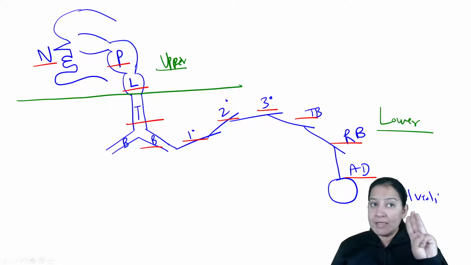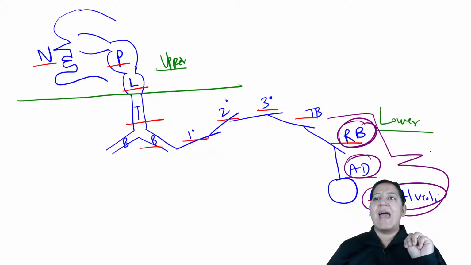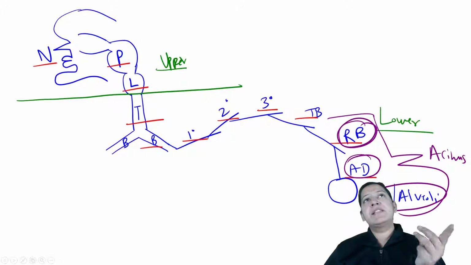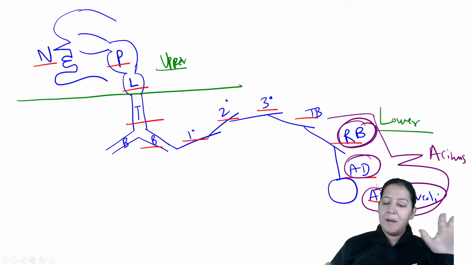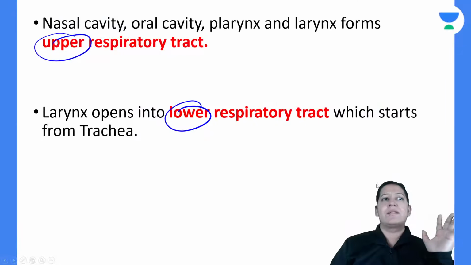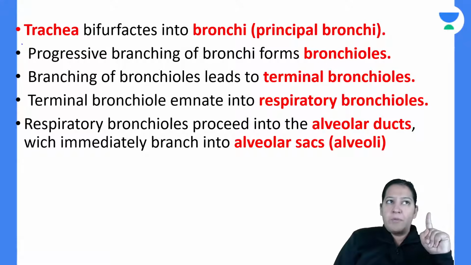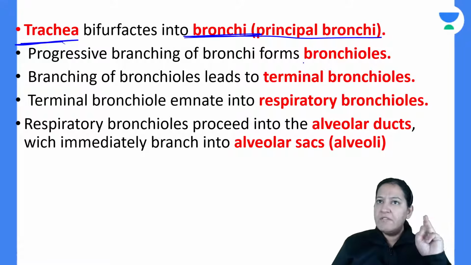One more important point, the last three divisions here. What are the last three divisions? Respiratory bronchiole, alveolar duct and alveolar sac or alveoli. These three together are known as the acinus. The acinus is the structural and functional unit of the lung, like the glomerulus is the structural and functional unit of the kidney. In the same way, the acinus is the structural and functional unit of the lung. Have you got it? So this is the complete respiratory tree. Please have a look and learn the sequence in this diagram. So what is the lower respiratory tract? You tell me. The lower respiratory tract starts from the trachea. The trachea divides into two bronchi, the principal bronchi, right and left. Bronchi will give rise to bronchioles.